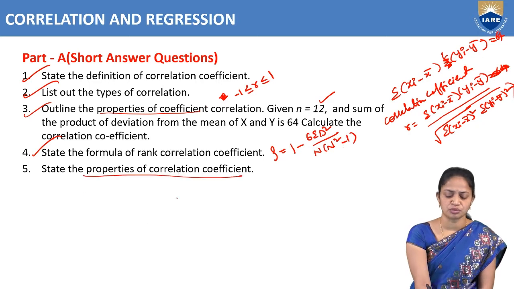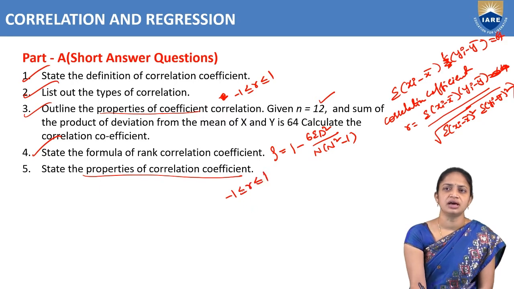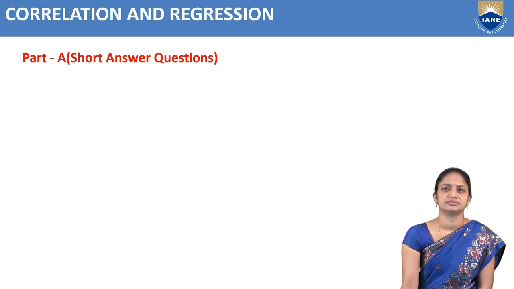Properties of correlation coefficient: minus 1 less than or equal to r less than or equal to 1. That means r always lies between minus 1 and 1. If r equal to 1, then the correlation is perfect and positive. If r equal to minus 1, then the relation is perfect and negative. If r equal to 0, then there is no relation between the variables.